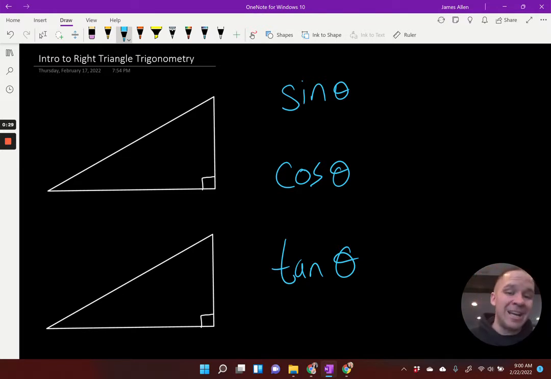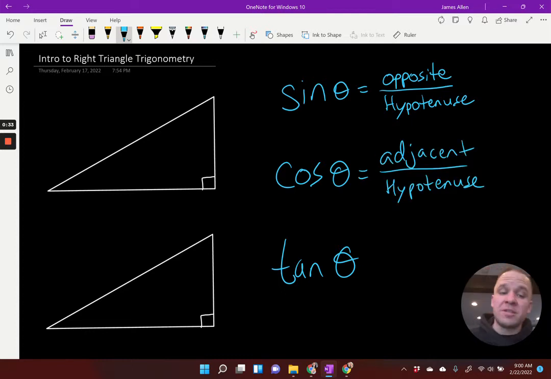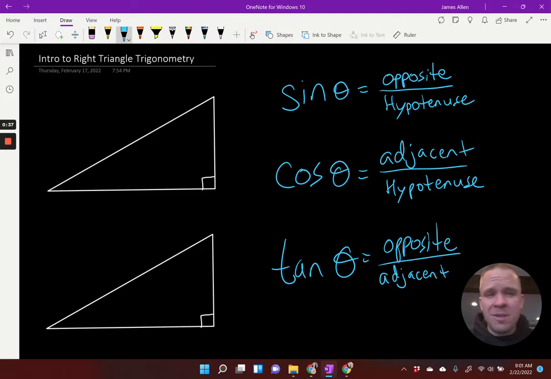So sine is equal to the opposite side over the hypotenuse. Cosine is equal to the adjacent side over the hypotenuse. And tangent is equal to the opposite over the adjacent. And you might be wondering, well, where are these sides located? Hopefully you remember the hypotenuse is always across from the right angle. Excellent.